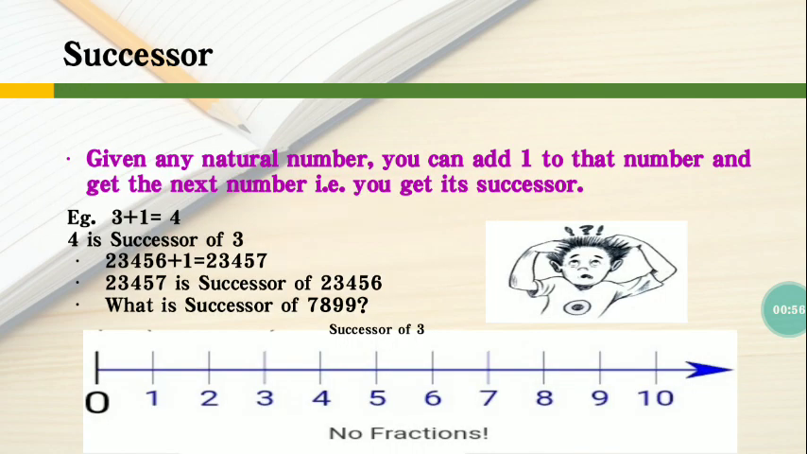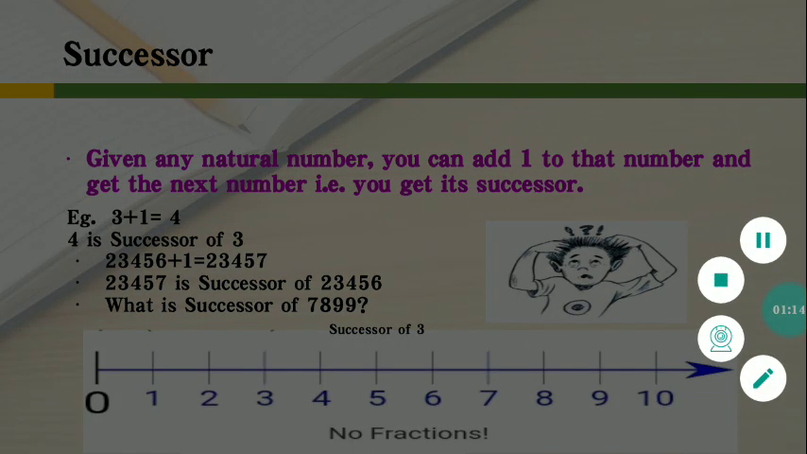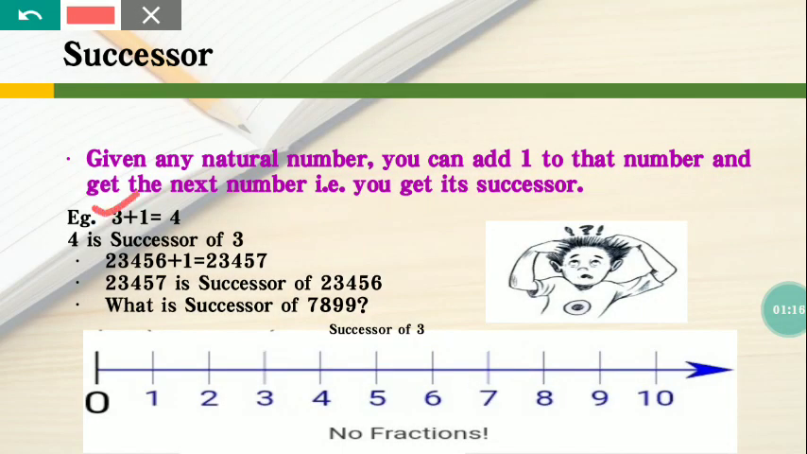Now next come to successor. So successor means next one. So what is the next one of a given number? That is successor. So how to find out that next one? Suppose here is number 3 and we want to find the successor of 3. When we add 1 to a given number, you get the next number, and that next number is its successor. So if we find out the successor of 3, 3 plus 1 is equal to 4. So 4 is successor of 3.